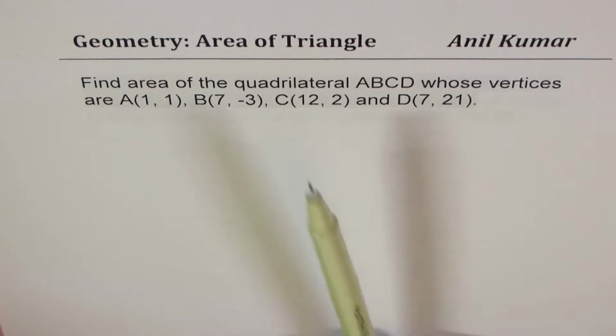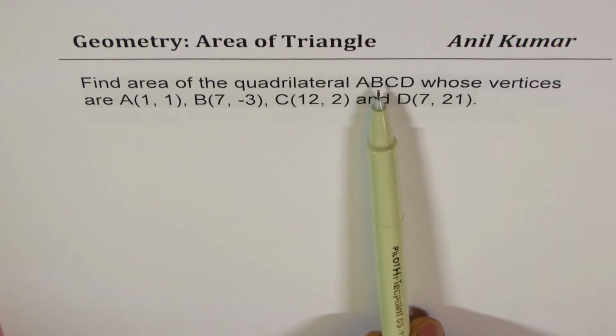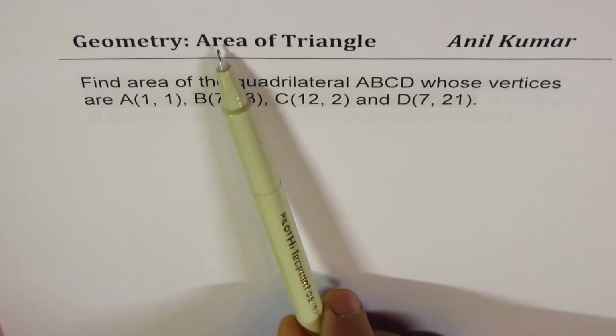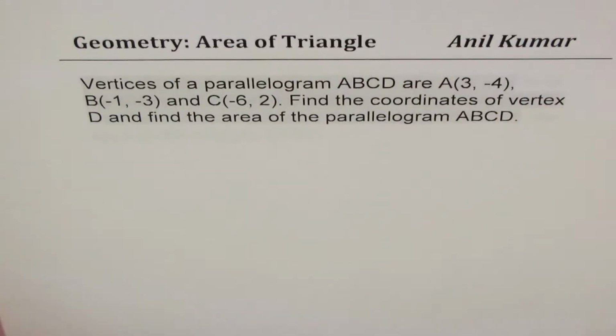The next question here is, find the area of quadrilateral ABCD whose vertices are given to you. Now we don't know the formula for quadrilateral area. However, any quadrilateral can be divided into 2 triangles, right? So make 2 triangles, add their areas to get the area of the quadrilateral. That's the concept here, right? So that is how we'll extend area of triangle to any polygon, correct? So that's how it is.